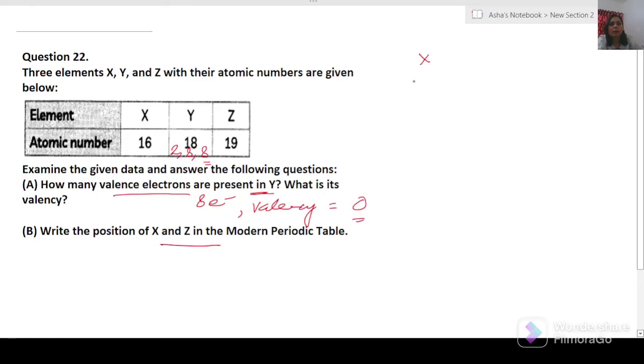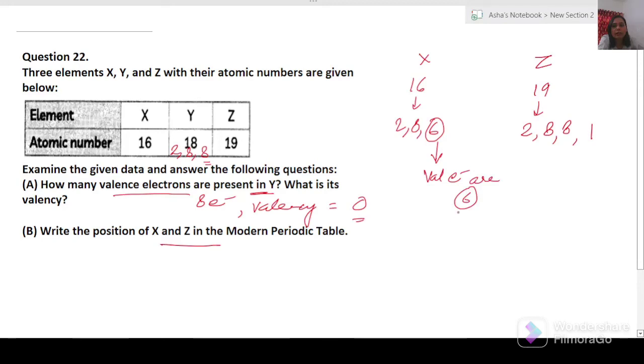X has atomic number 16, that is 2, 8, 6, right? And Z has atomic number 19, so it will be 2, 8, 8 and 1. Okay, so it is 19 total. X has 6 electrons in its outermost shell, that is, the valence electrons are 6, so it will be in group 16. And period will be 3. Why? Because it has 3 shells, first shell, second shell and third shell.